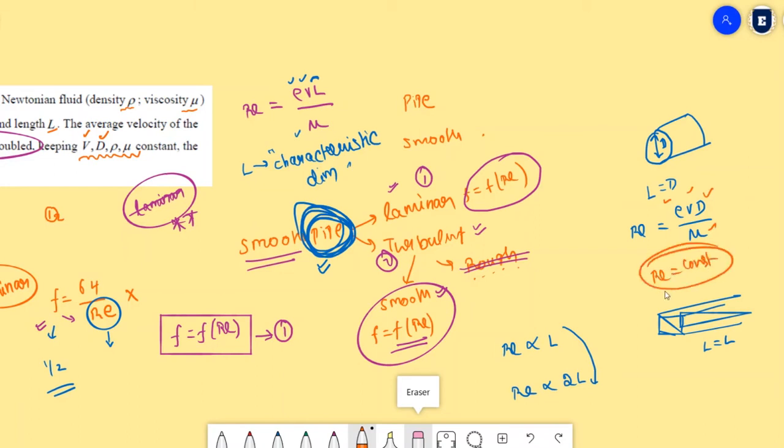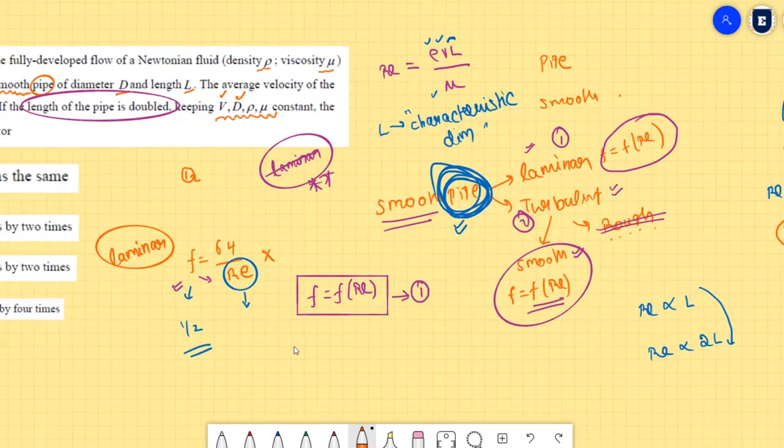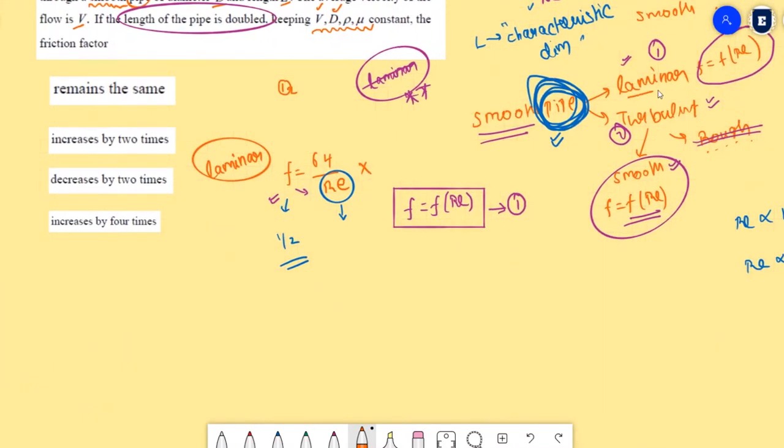We already know, I already concluded that, right? What is the conclusion? Either it may be laminar flow or maybe turbulent flow. Friction factor depends only on Reynolds number because it is a smooth pipe, right? So obviously friction factor depends only on the Reynolds number. So as Reynolds number is constant, friction factor will also be constant. So the correct answer here is that it remains the same.